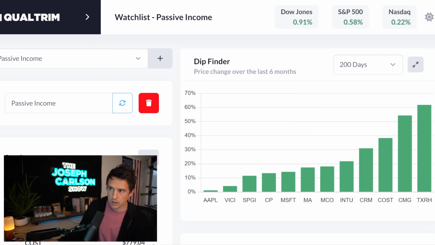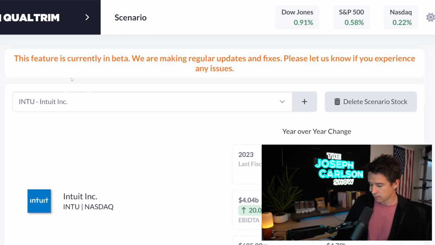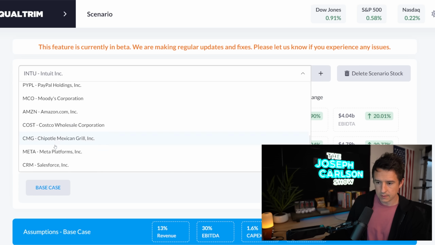But again, we want to go back to what is the right price to pay for this. Everything I do is based on future expected returns. And let me show you what my future expected returns are with Salesforce based on today's valuation, today's market price for it. We go to the scenarios tool on Qualtrim. If you haven't used this, this is one of the pages on Qualtrim, and you can create scenarios for any stock you want. So we have Intuit here. Let's pull up Salesforce. I have a bunch of them here. You can see I run scenarios on all these different stocks.